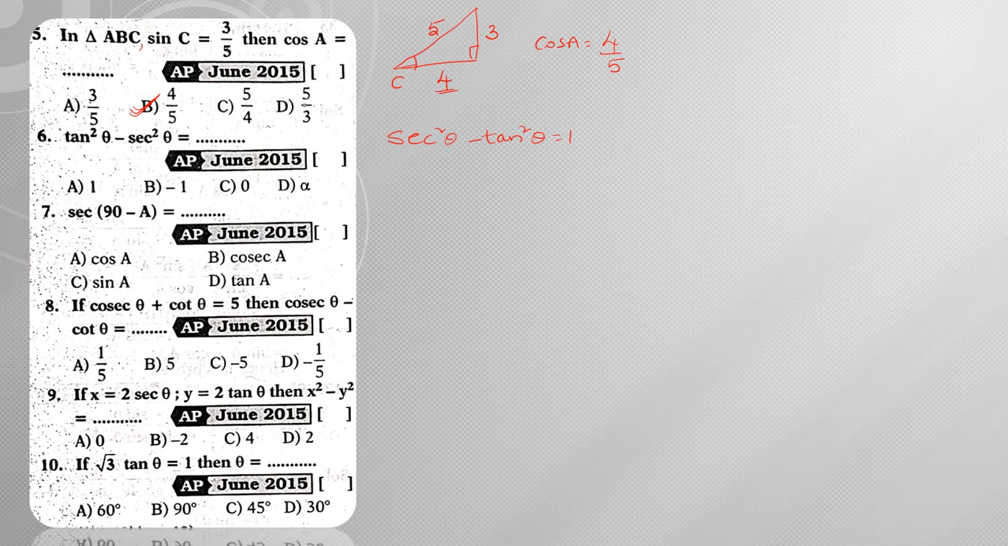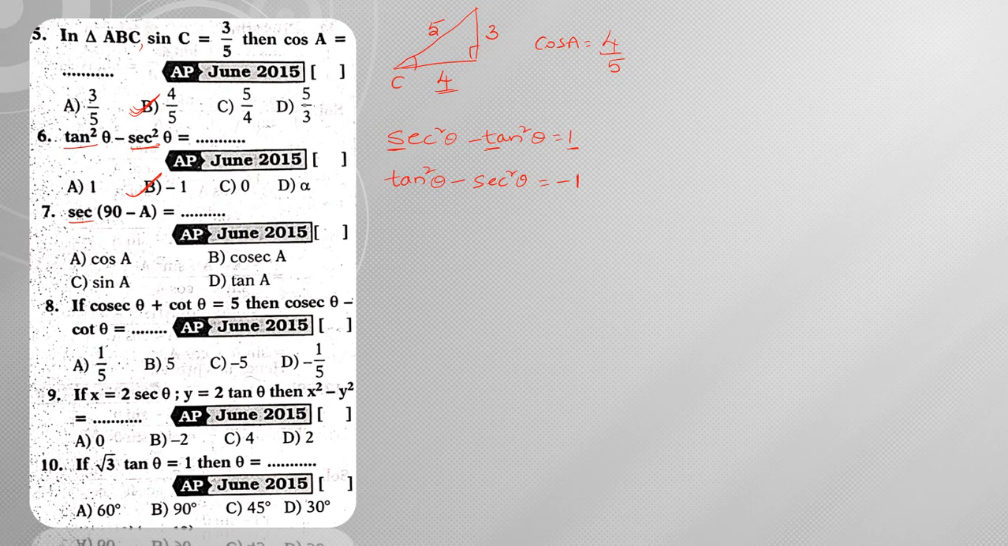But what he has given is tan square theta minus secant square theta. So if this is the order, then the answer will be minus 1. But what he has given, tan square theta minus secant square theta, so when you multiply both sides with minus 1, what am I going to get? I am going to get tan square theta minus secant square theta is equal to minus 1. Hence the answer is B.